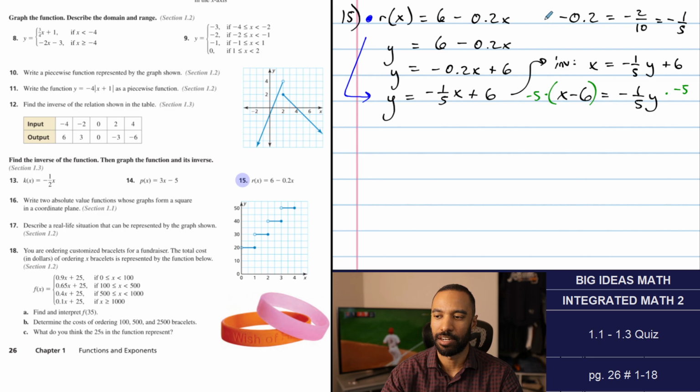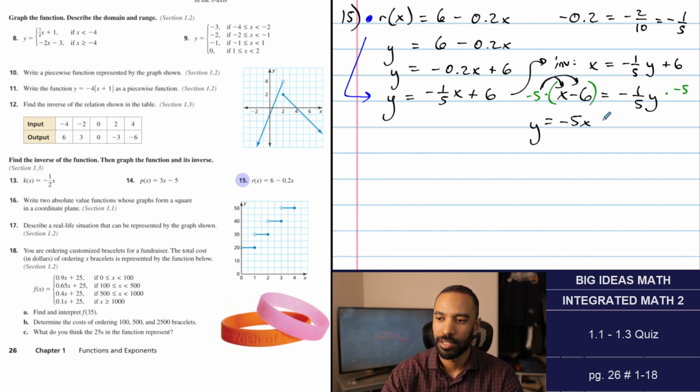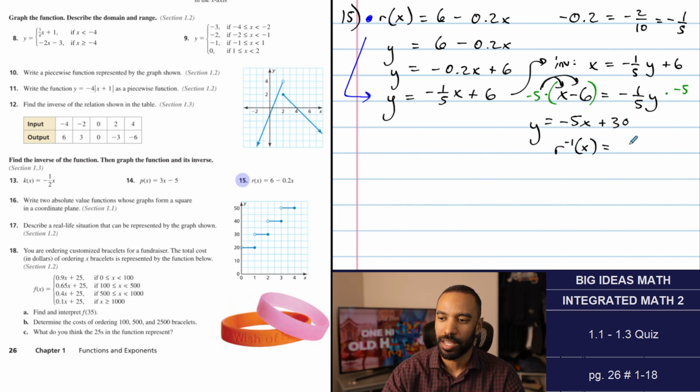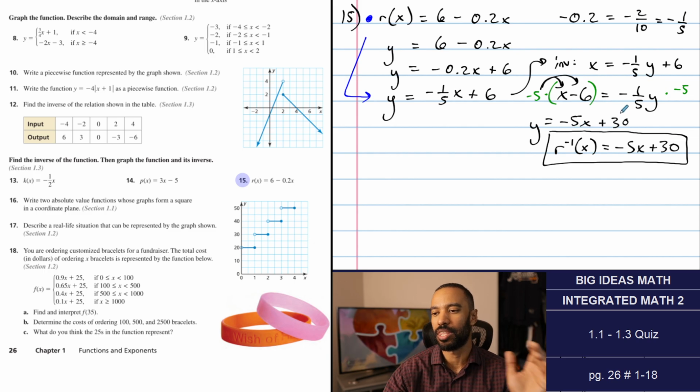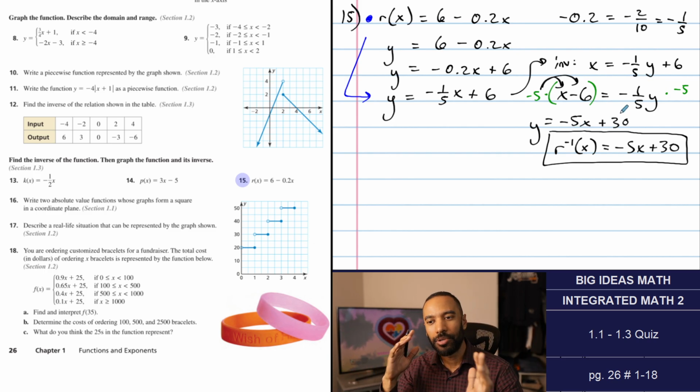We multiply all this by negative 5, and the equation will now say y equals, if I distribute, negative 5x plus 30. Or inverse of r equals negative 5x plus 30. So there's a lot of work to be had on that problem if you want things to look proper, how you know best.